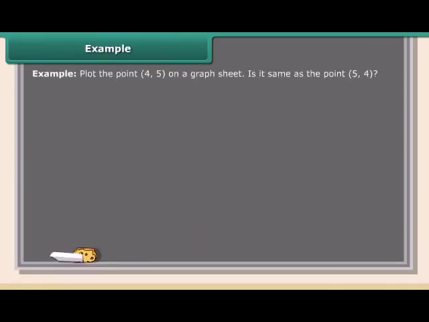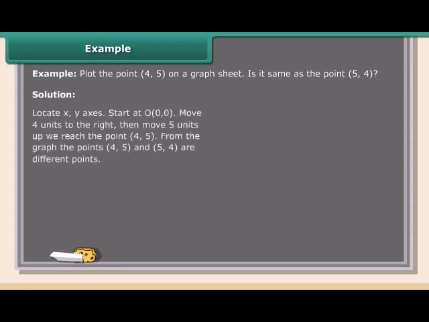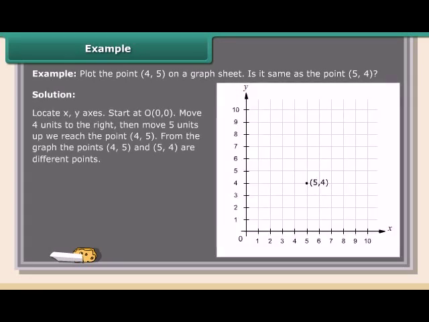Example. Plot the point (4, 5) on a graph sheet. Is it the same as the point (5, 4)? Solution. Locate the x and y axes. Start at O (0, 0). Move 4 units to the right. Then move 5 units up, and we reach the point (4, 5). From the graph, the points (4, 5) and (5, 4) are different points.